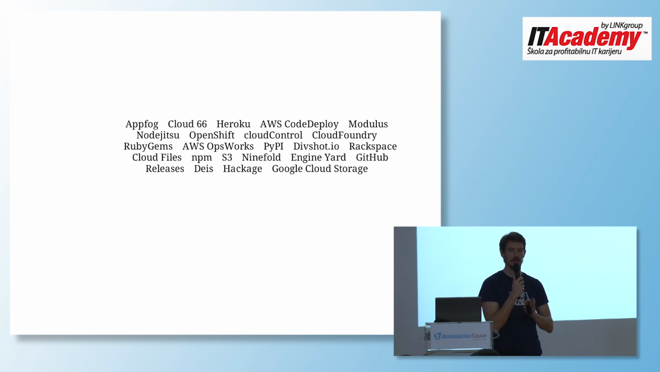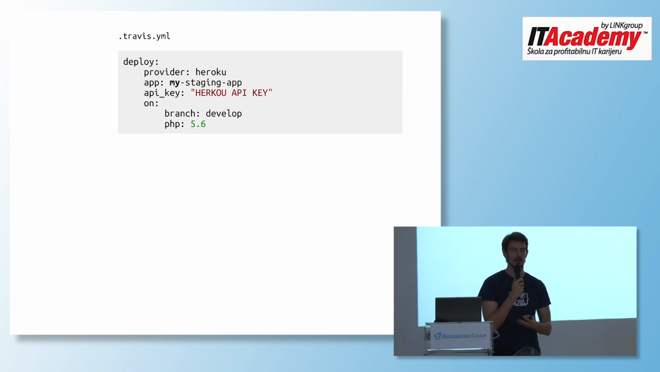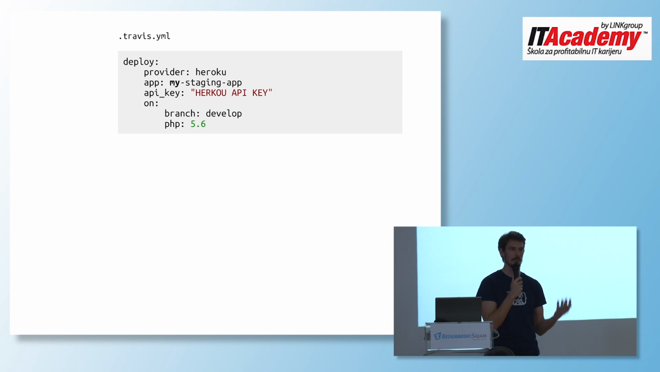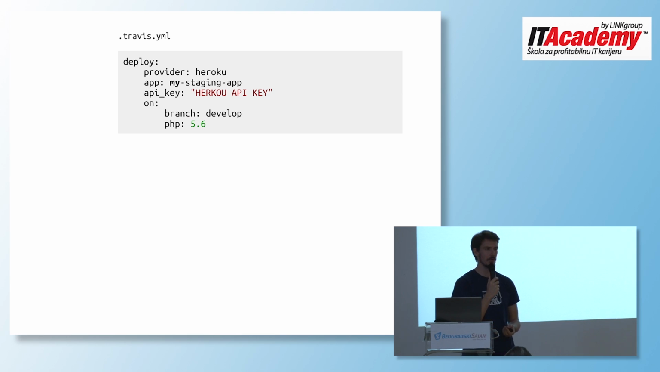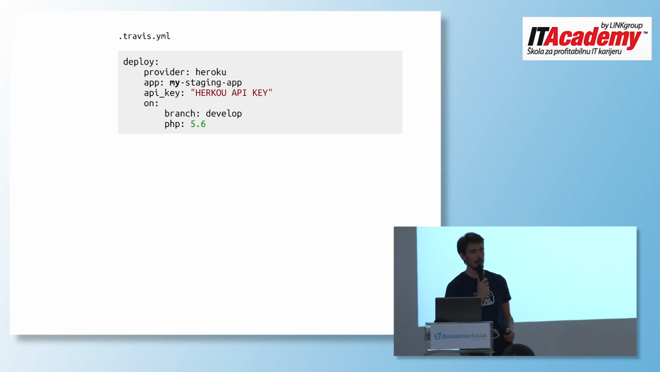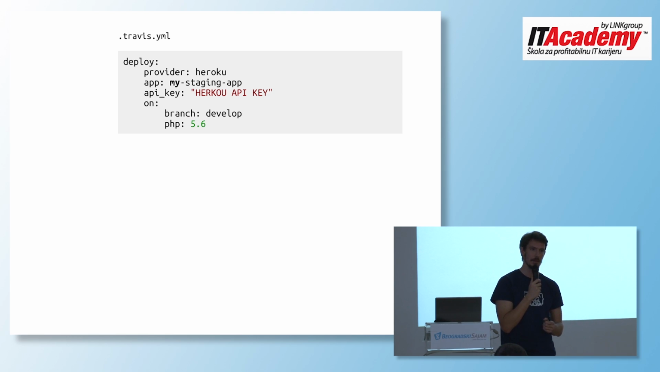So for example, this is a very simple idea of how it works. There is a deploy option, and you need to give it a couple of details. First is the provider. That's one from the list you just saw on the previous slide. Let's say the provider is Heroku. Heroku has some of its own options. You need to tell it what your application is called. Let's say you have a staging application here, and you have to give it an API key to access Heroku. Of course, since we're talking about open source projects, you have to remember that your Travis YAML file is public.